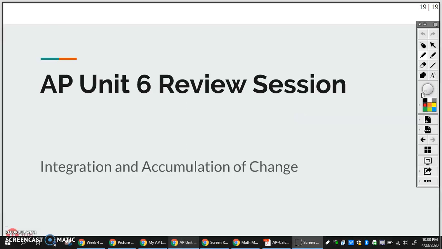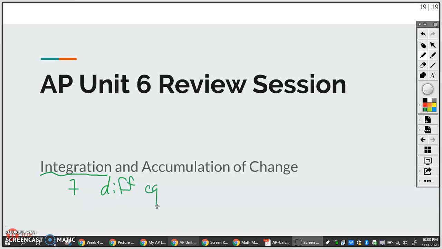This is a big unit. To put it in context, this is the unit that is over integration primarily. Unit 6 is on integration. Unit 7 is on differential equations. Unit 8 would also be on integrals. It would be on applications. But Unit 8 is not on the AP exam this year.